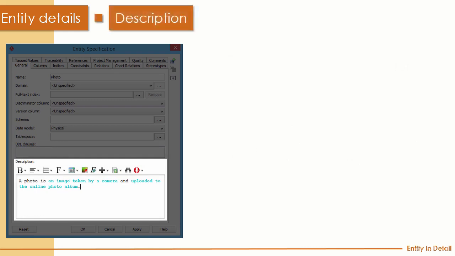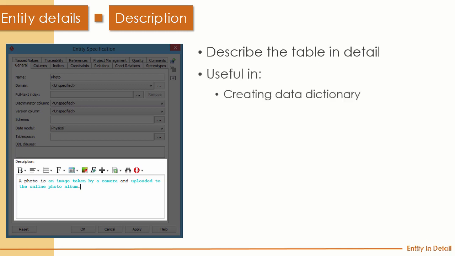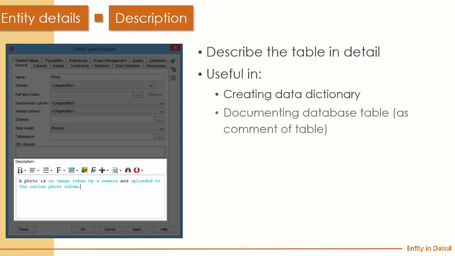And finally, the description. If you have attended our essential training course, you know what the descriptions are. The descriptions are used to describe the table in detail in a textual form. The description text you write here will be used in generating the data dictionary. The data dictionary is a kind of document for the developer or the database admin to understand the data structure. So the description will be generated there, and it's for documenting the database.